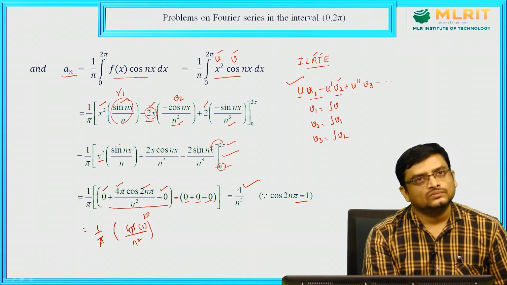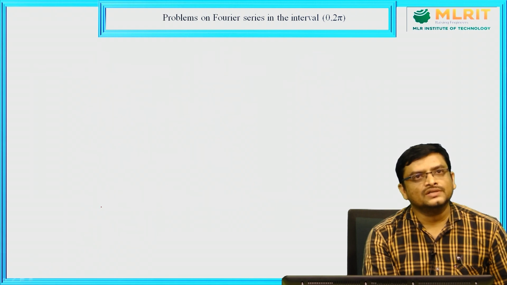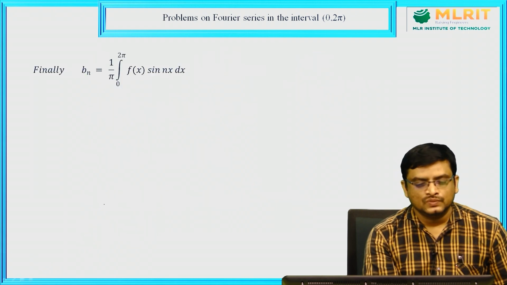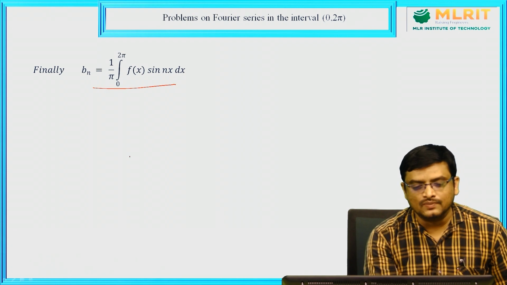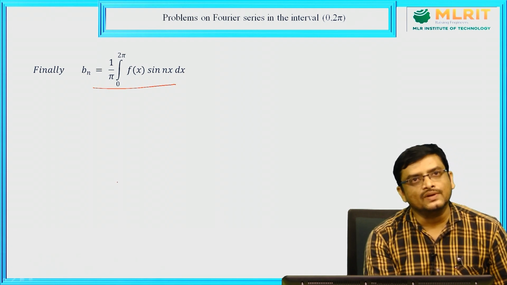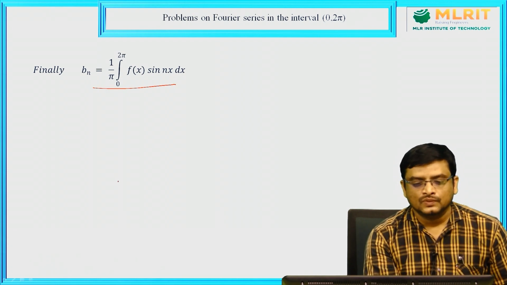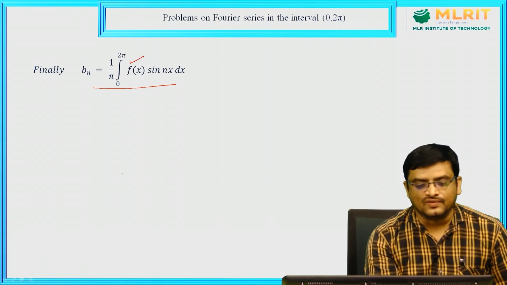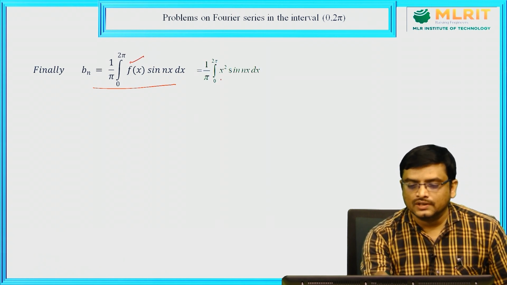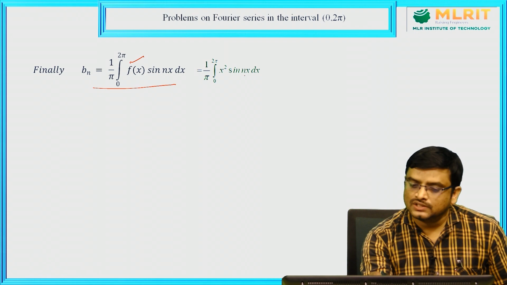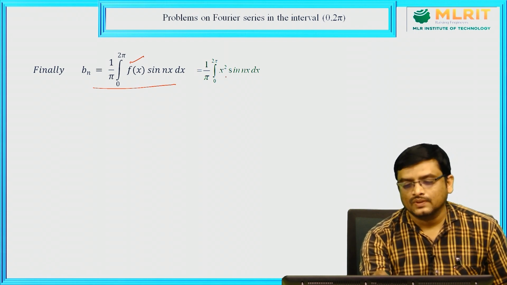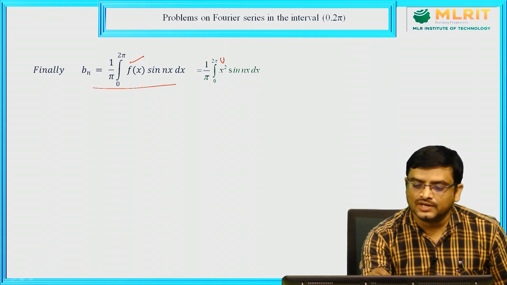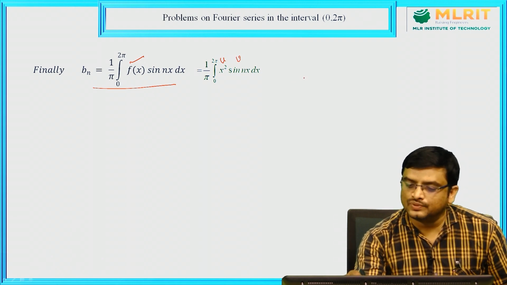Now finally we are going to find the bn value here. So bn, this is the standard formula to find the bn value in the interval 0 to 2 pi. Here also you substitute the value of f of x. So you will get x square into sin nx. Here also you apply the same integral of uv formula. You consider this as u and you consider this as v, and follow the same procedure here.